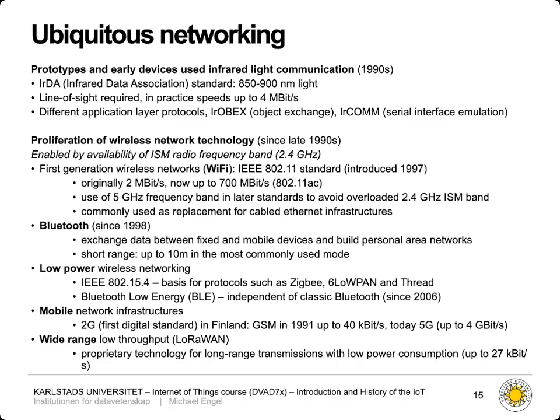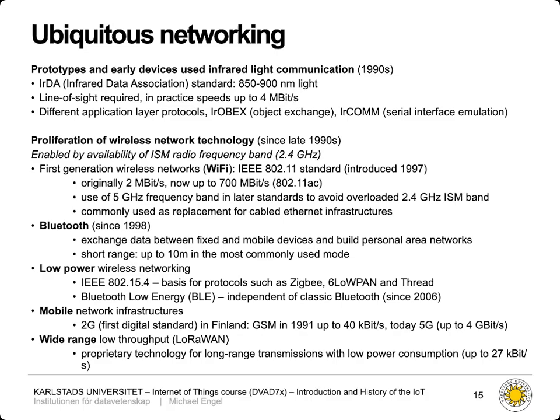Now, IRDA was quite an extensive protocol because it was more or less the only thing available back then. So several companies started to add application layer protocols like IR-OBEX for exchanging objects like address cards, or IRCOMM for emulating a classical serial interface. So it could, for example, run a modem internet connection over infrared. But since the late 1990s, wireless radio network technology proliferated. And this was enabled by the availability of what we call the ISM radio frequency band.